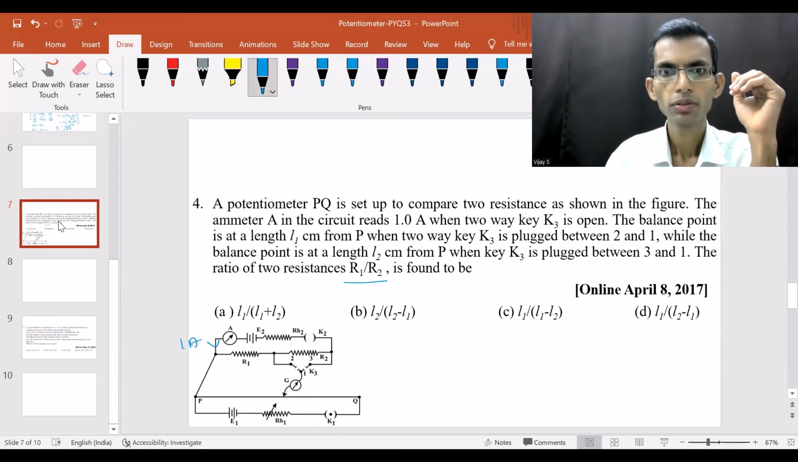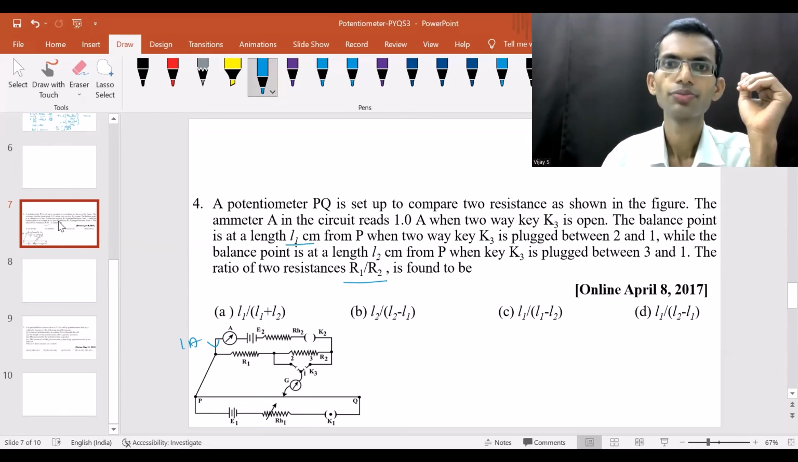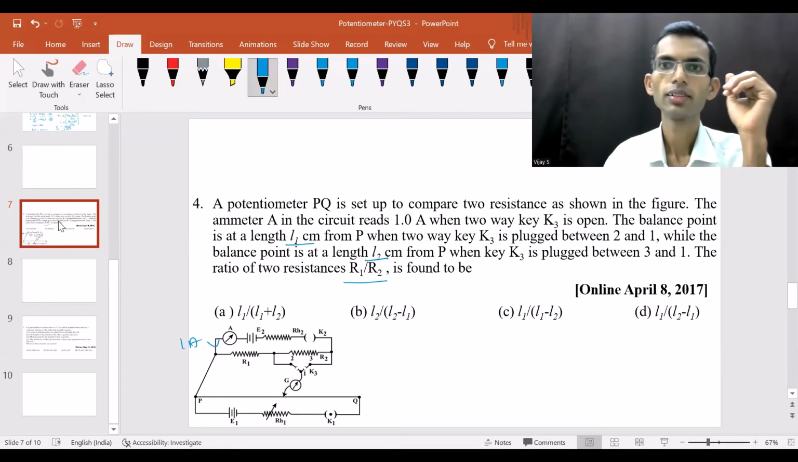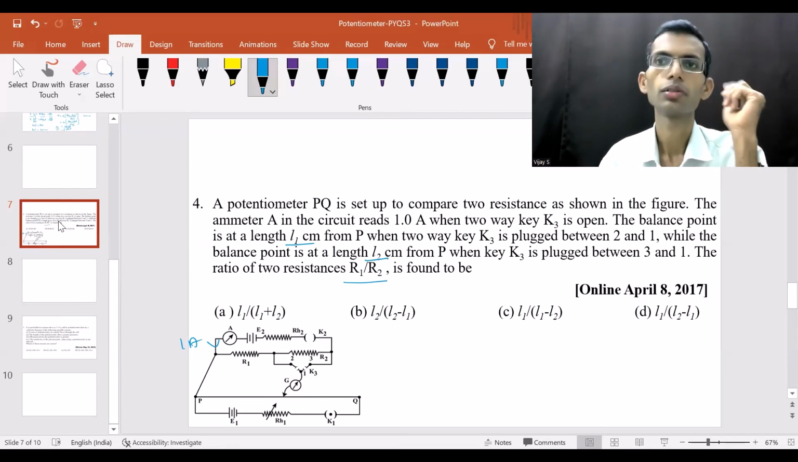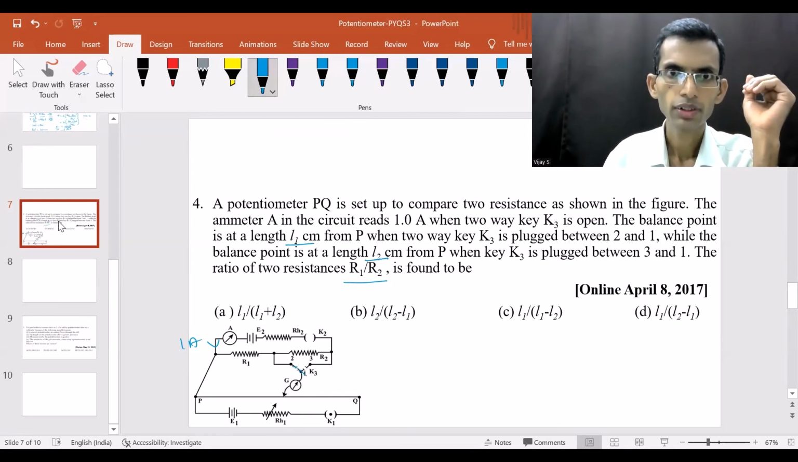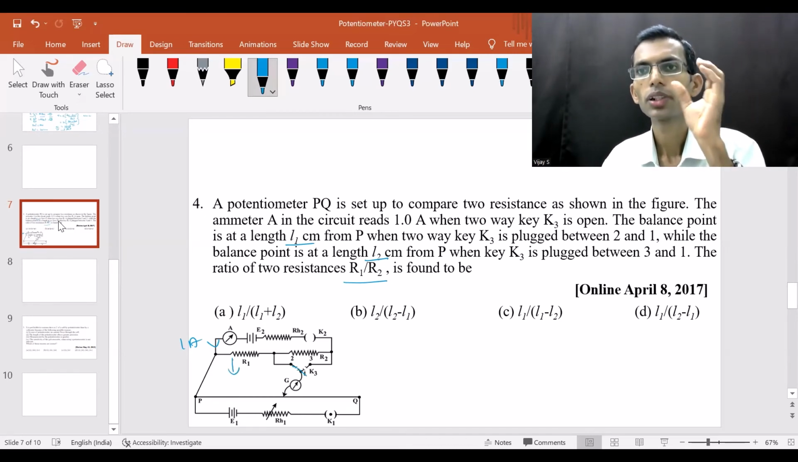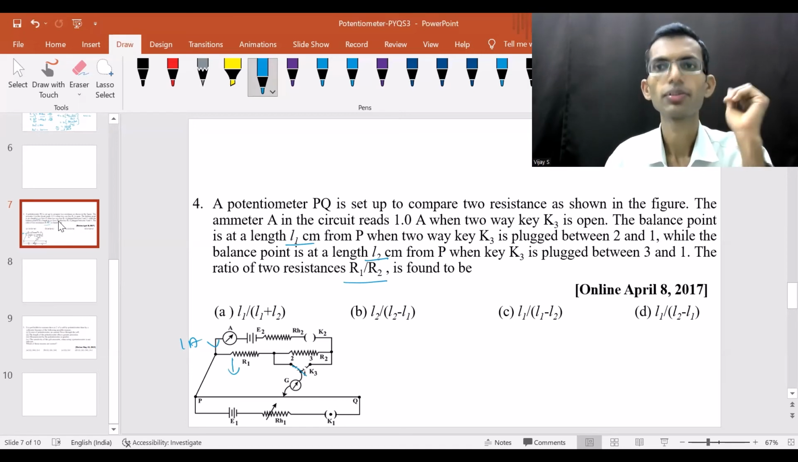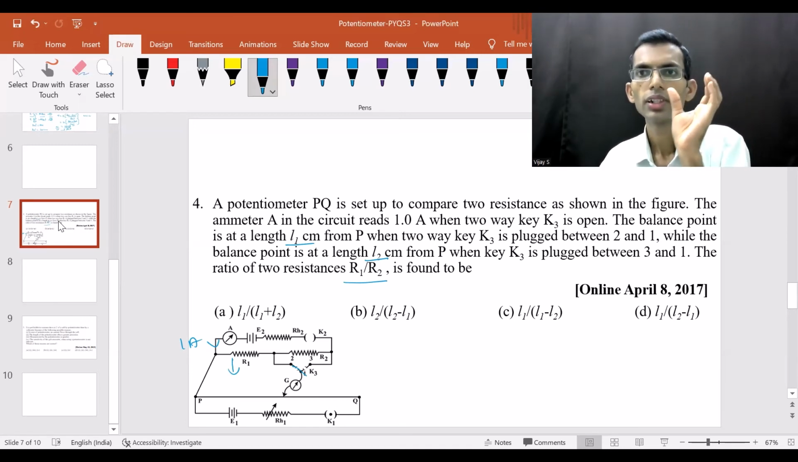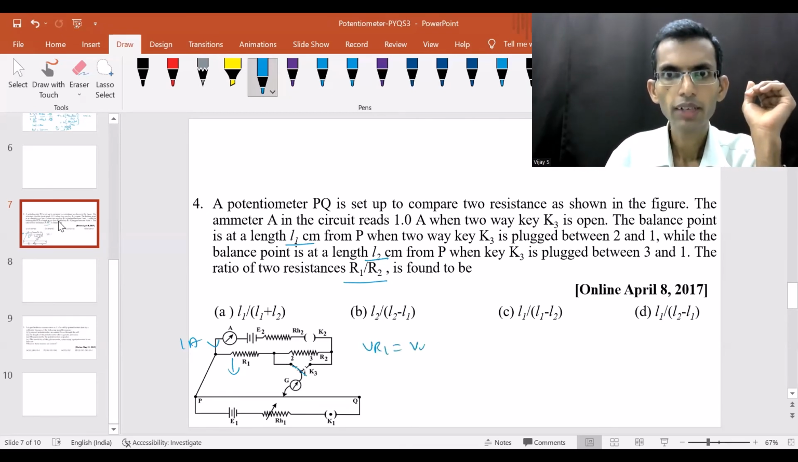And when key K3 is plugged between 2 and 1, he gave balance length as L1. When key K3 is plugged between 3 and 1, he gave balance length as L2. Right? So he is asking us to find R1 by R2. When key K3 is plugged between 2 and 1, what happens? Here you can see this resistance R1 gets connected to the potentiometer. That means in this case, potentiometer measures potential difference across the resistance R1. At balance, potential difference across the resistance R1 becomes equal to potential difference across the balance length for that case. So that means VR1 becomes equal to VL1.